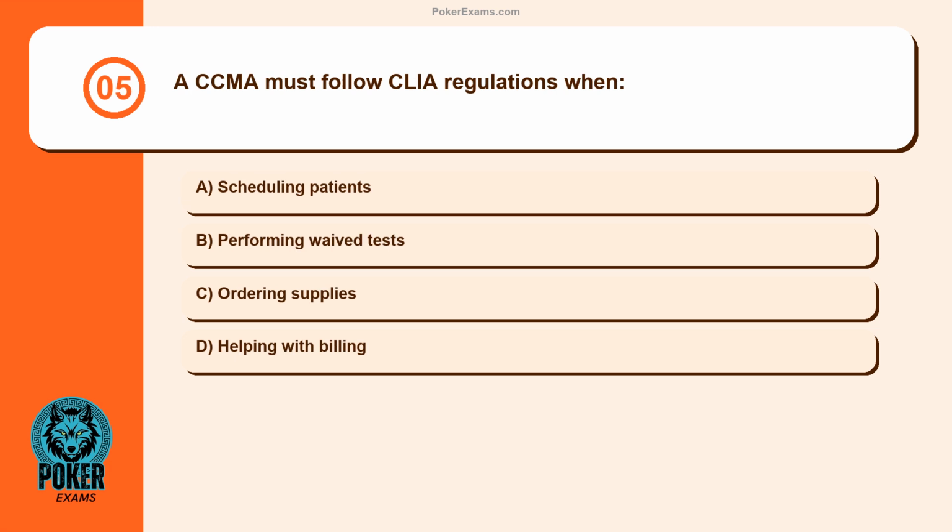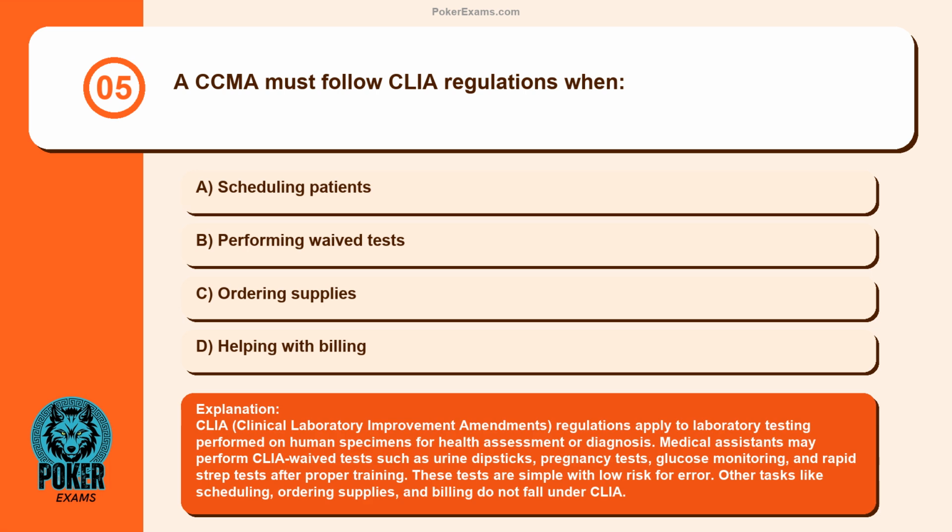Question 5. A CCMA must follow CLIA regulations when scheduling patients, performing waived tests, ordering supplies, helping with billing. CLIA, Clinical Laboratory Improvement Amendments, regulations apply to laboratory testing performed on human specimens for health assessment or diagnosis. Medical assistants may perform CLIA waived tests such as urine dipsticks, pregnancy tests, glucose monitoring, and rapid strep tests after proper training. These tests are simple with low risk for error. Other tasks like scheduling, ordering supplies, and billing do not fall under CLIA.